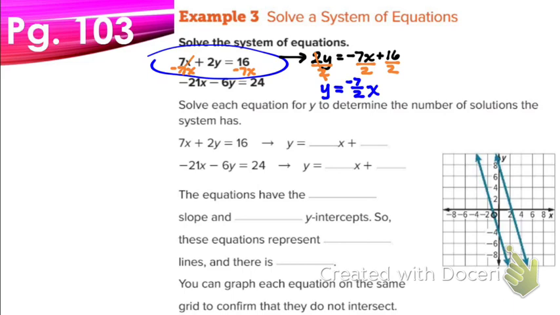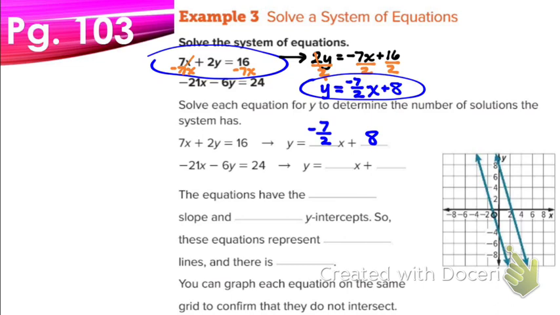Can I simplify the back part at all? 16 divided by 2? 8. So there's one of my equations. Y equals negative 7 over 2 x plus 8. So far, so good?